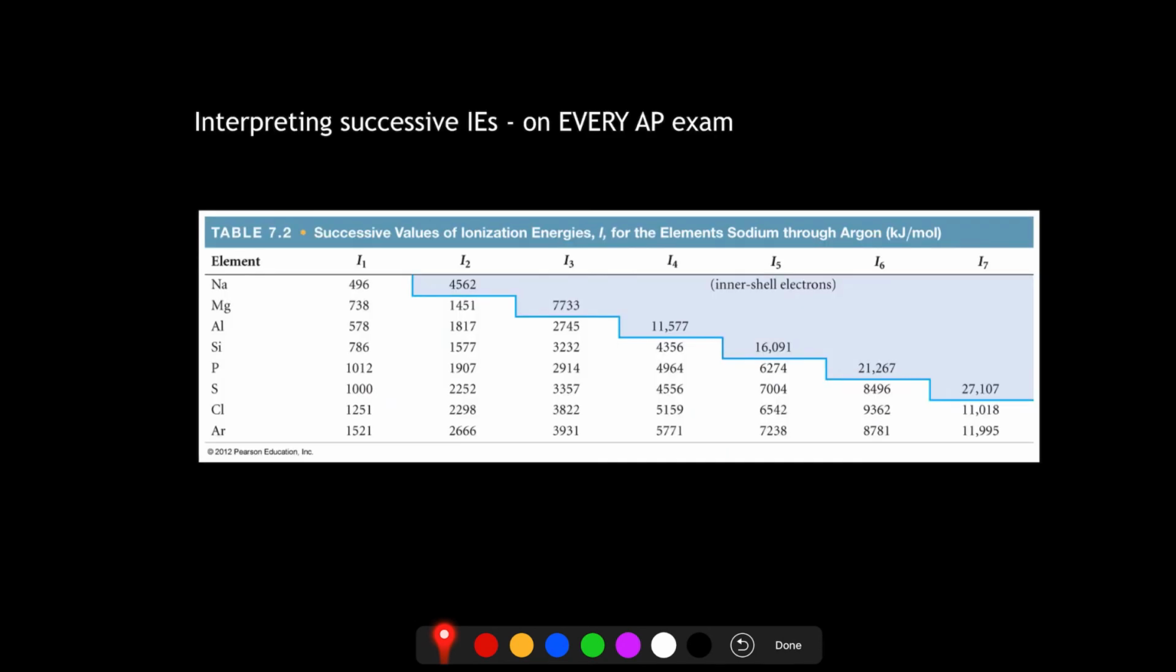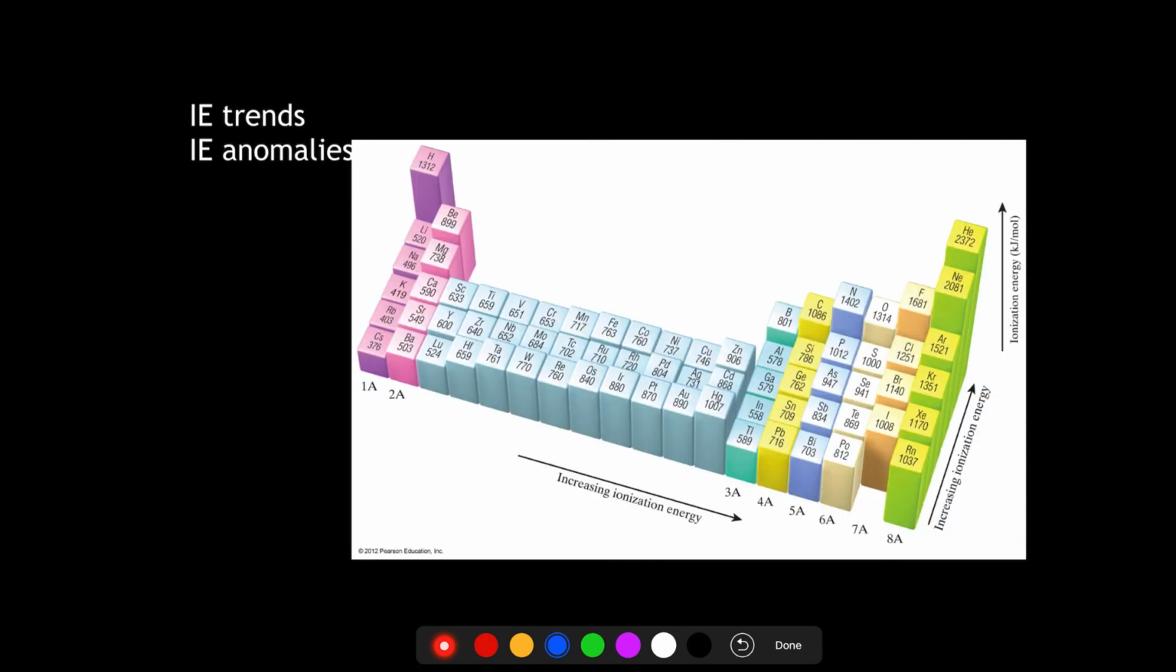Successive ionization energies, make sure you look at the chart, make sure you read the section accompanying this table very well, because this is on literally every single AP Chem exam, in terms of things that are expected that you can understand. If we think about ionization energy, so here, this is your first ionization energy. This is the energy required to remove your first, or your outermost, valence electron.